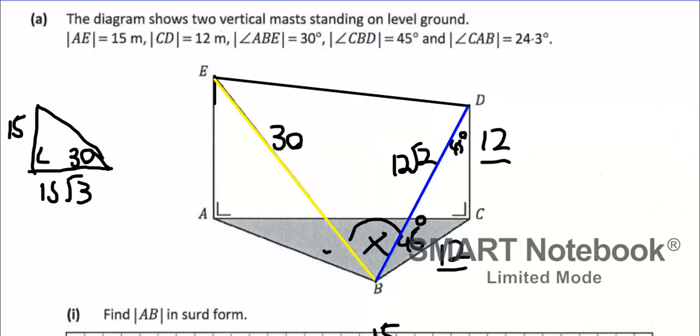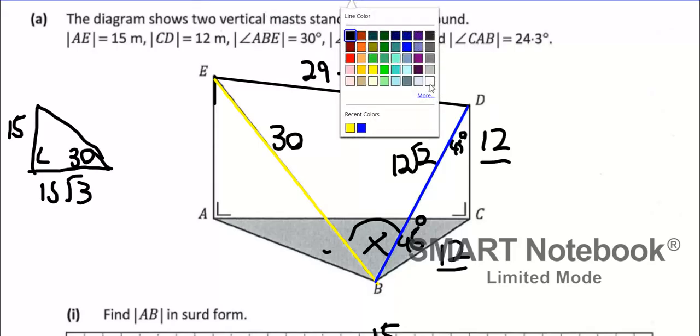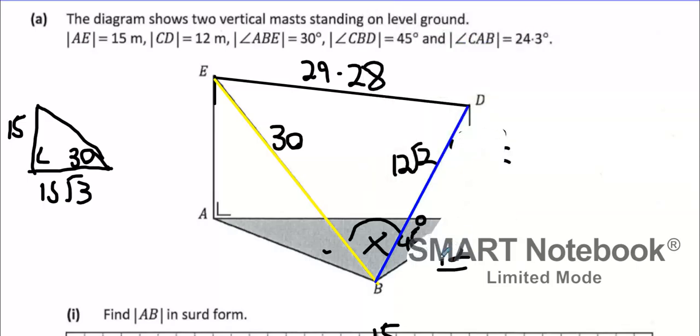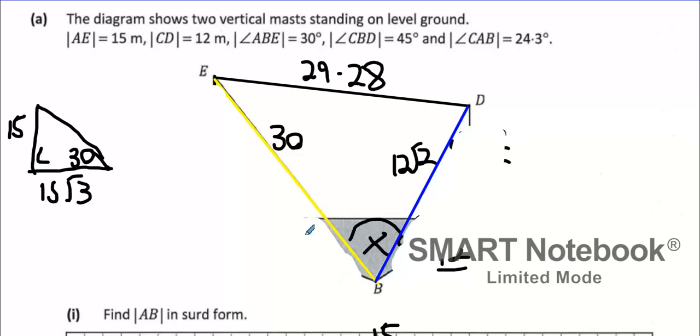Do we have the red line already, or the last line? What length's the last line? 29.28. Okay. Anybody care to tell me how do we close this question out? What formula should I use and why? Cosine rule. 3 lines, no angles. So this is basically what we're left with here. So we're going to use the cosine rule.